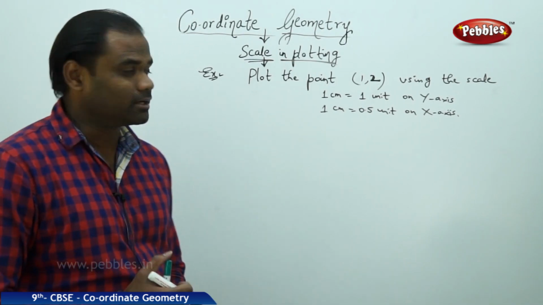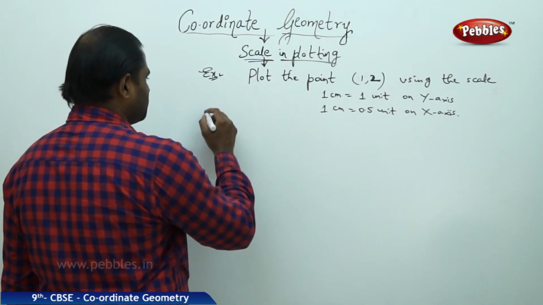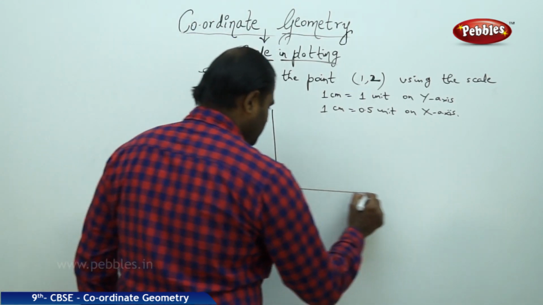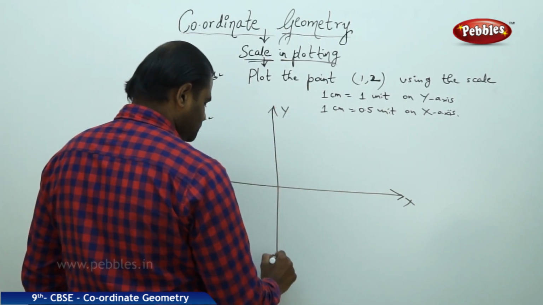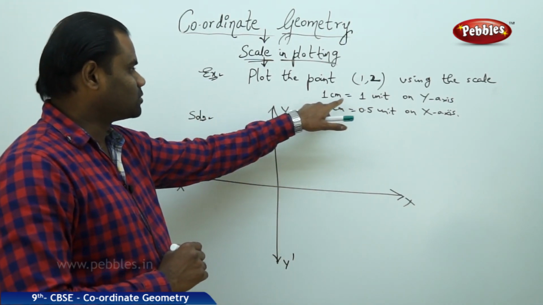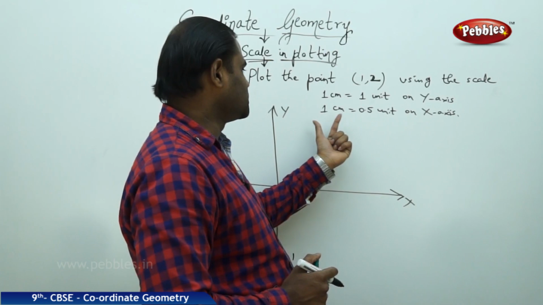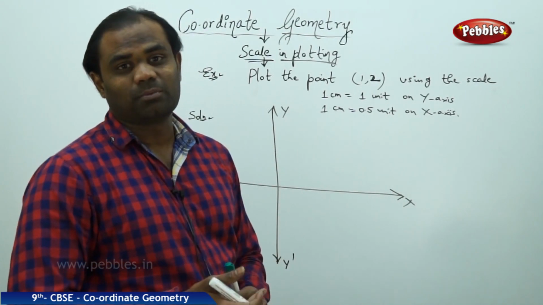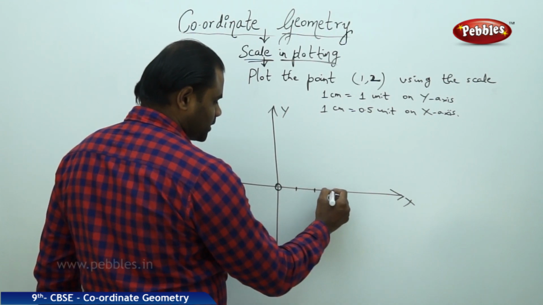So let's see how we understand the scale concept practically on the graph sheet. Now that I have the point, let me just take the xy coordinate system, x dash, y dash. Here my point refers to 1 centimeter as 1 unit on y-axis. Initially I start with x-axis, which says that every 1 centimeter of the grid on the graph sheet must be taken as 0.5 units. So here I have my origin and these are the grids separated on the graph sheet.